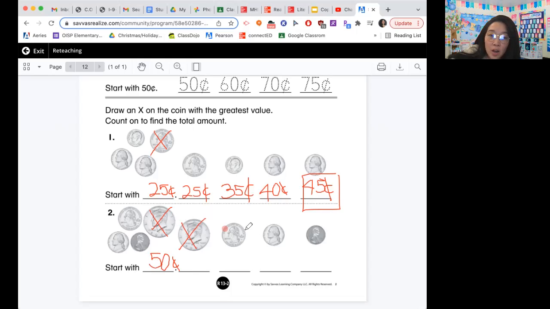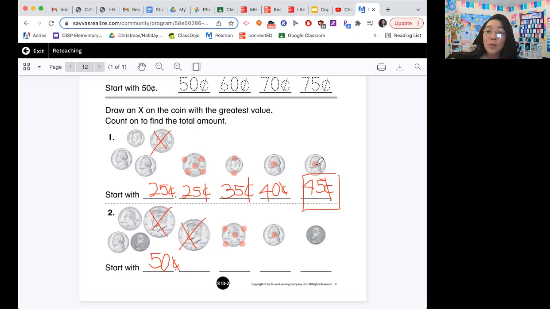Now with touch math, this is what you do. You create dots. 1, 2, 3, 4, 5 dots for a quarter. You would create 2 dots for a dime, and then you would create 1 dot for a nickel. So if you're doing this one up here, this is how you would count it. 5, 10, 15, 20, 25, 30, 35, 40, 45.